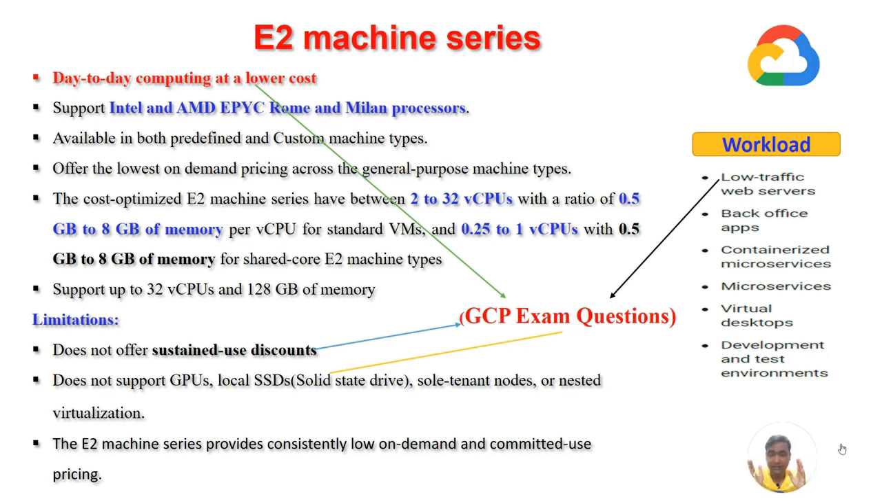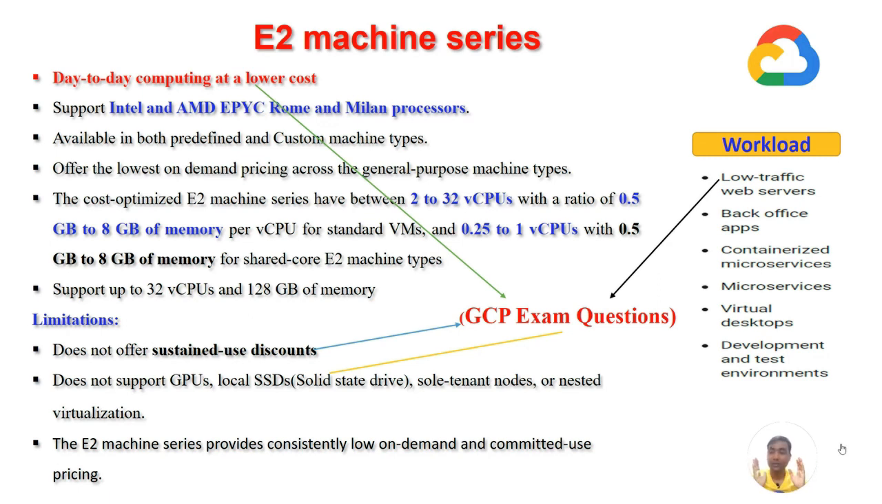Guys, some limitations of the E2 machine series. As you can see here, the E2 machine series doesn't offer sustained use discount. Now you may think, what is sustained use discount? Sustained use discounts are applied automatically to usage within a project, separately for each region. There is no action required on your part to enable this discount. Sustained use discount is given on vCPU and memory usage. I hope now you understand what sustained use discount exactly is.